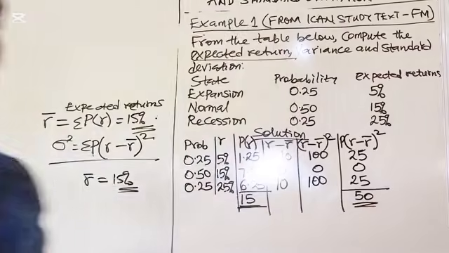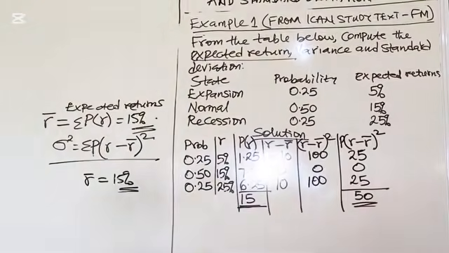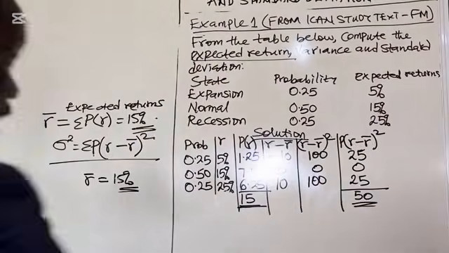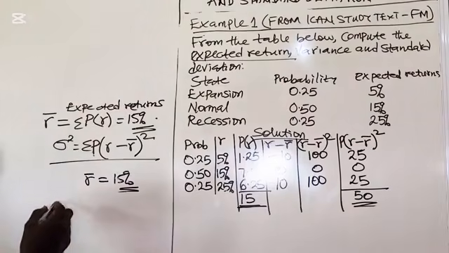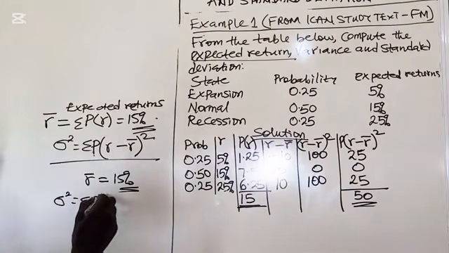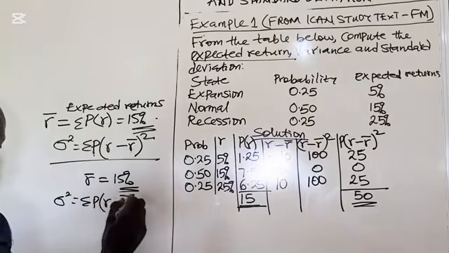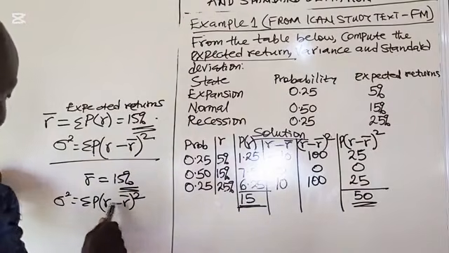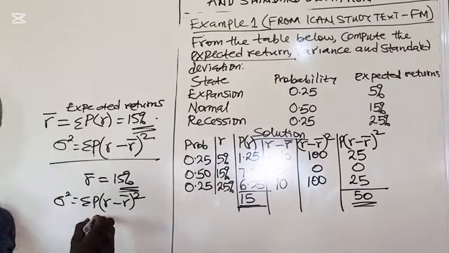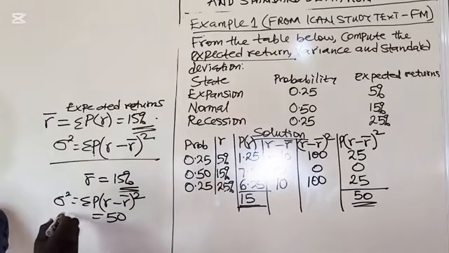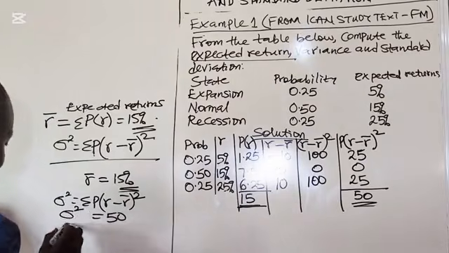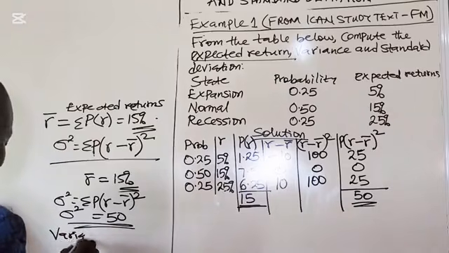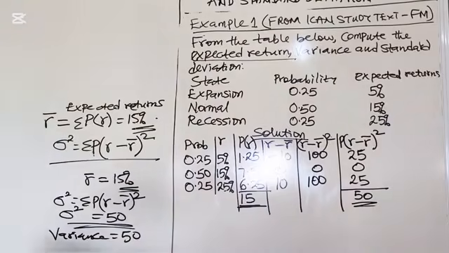Remember, the sum of all these is the variance. That means we have the variance. You know the formula for variance: variance equal to summation of P into R minus R bar square. And the sum of P into R minus R bar square is 50. That means the result obtained, that is the variance, equals 50. Now we've gotten the variance.